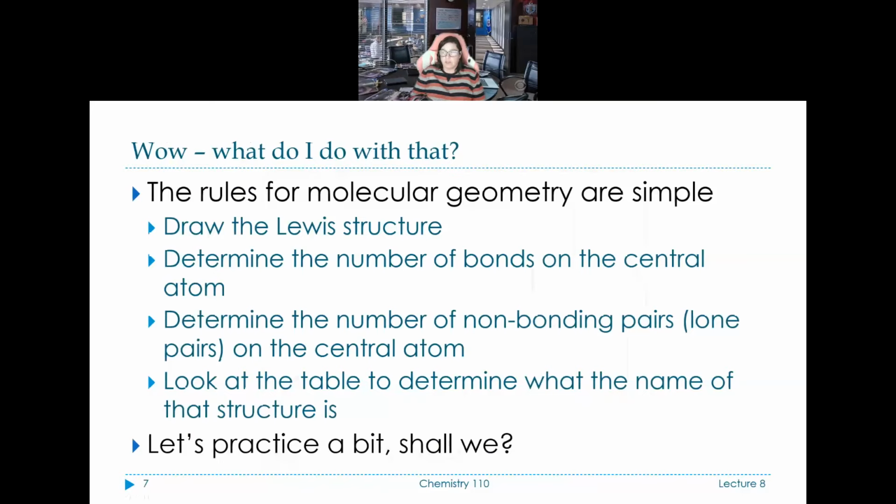The rules for molecular geometry are simple. Draw the Lewis structure. Determine the number of bonds on the central atom. Determine the number of non-bonding pairs, i.e. lone pairs, on the central atom. Look at the table to determine what the name of the structure is, and let's practice.